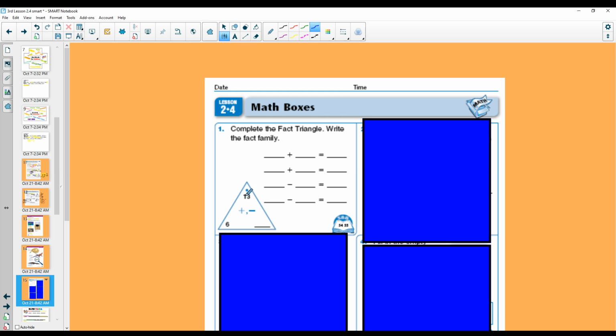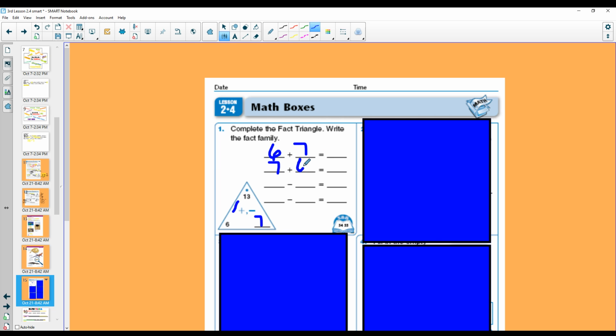I know the 6 and the 13, that's the biggest number. So I know when I go down a triangle, I have to either count up or subtract. So if I take away 13 take away 6, I end up with 7. Now I need to write my facts. Remember, we get 6 plus 7. Now we do the turnaround fact, 7 plus 6. They both equal 13.